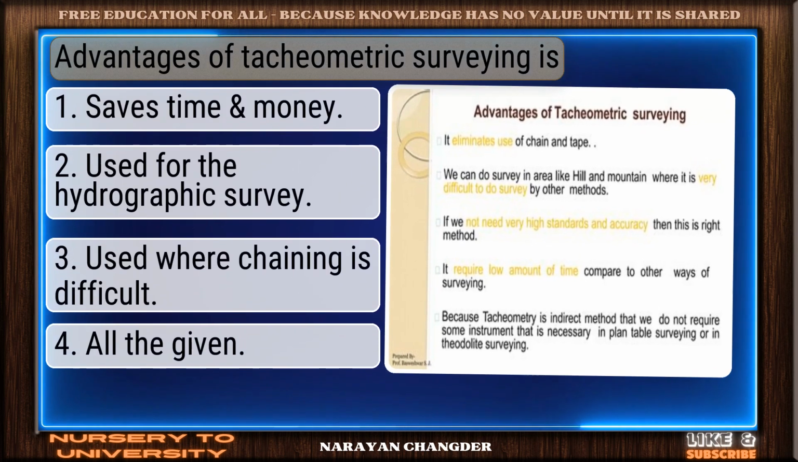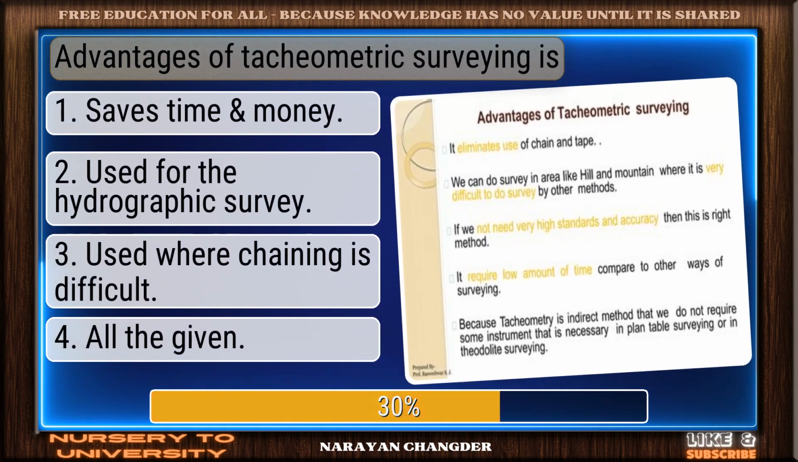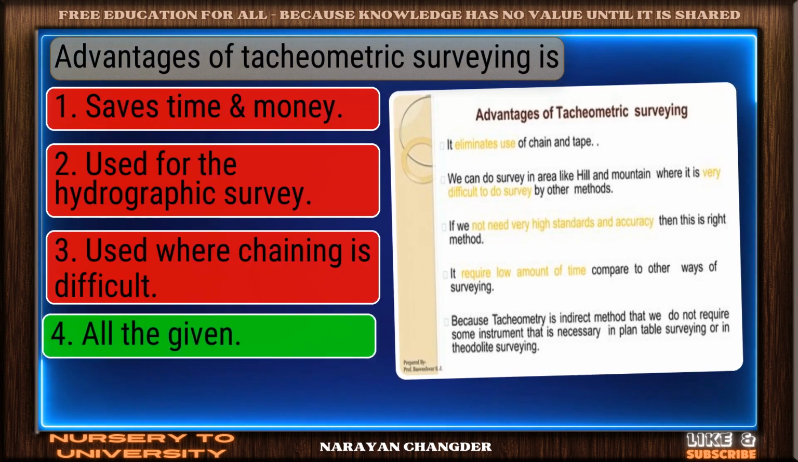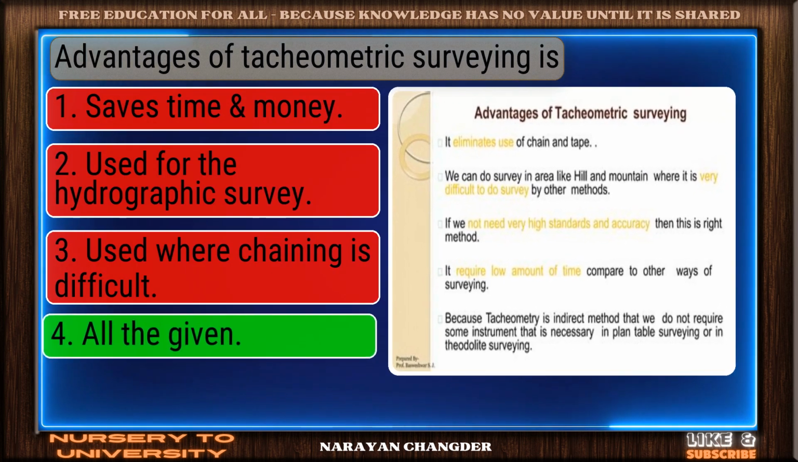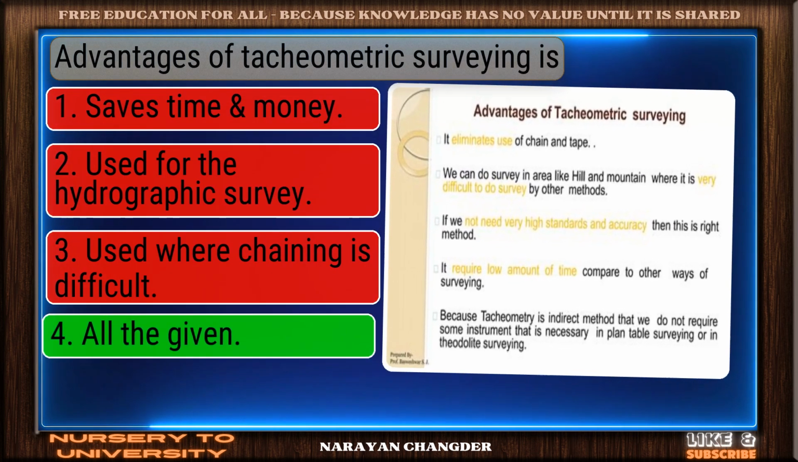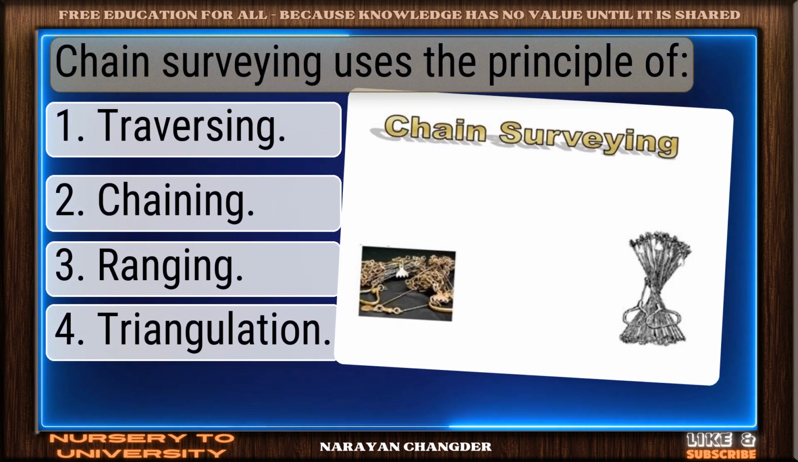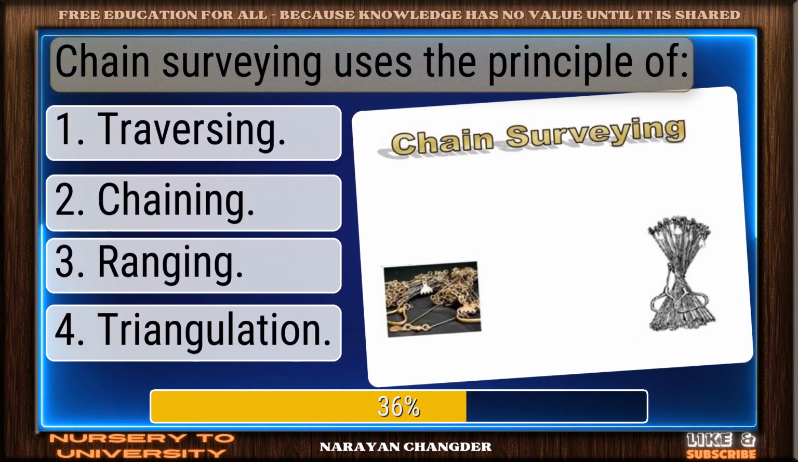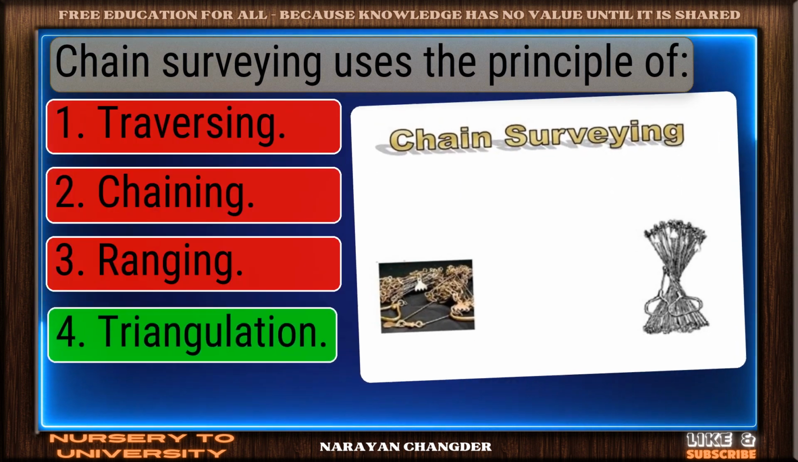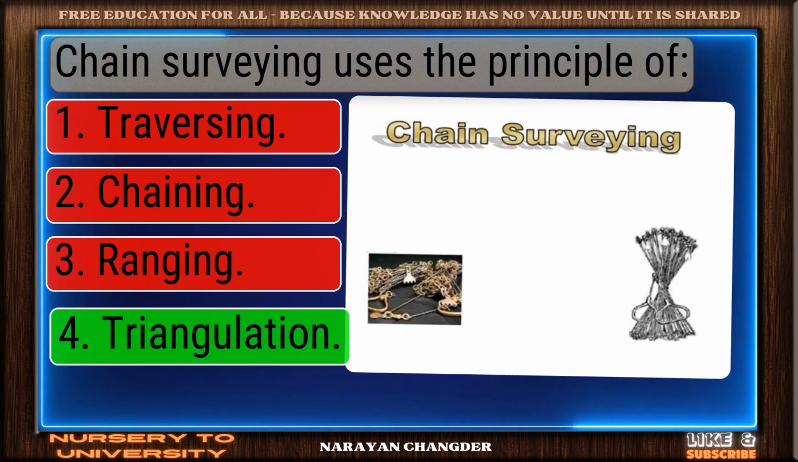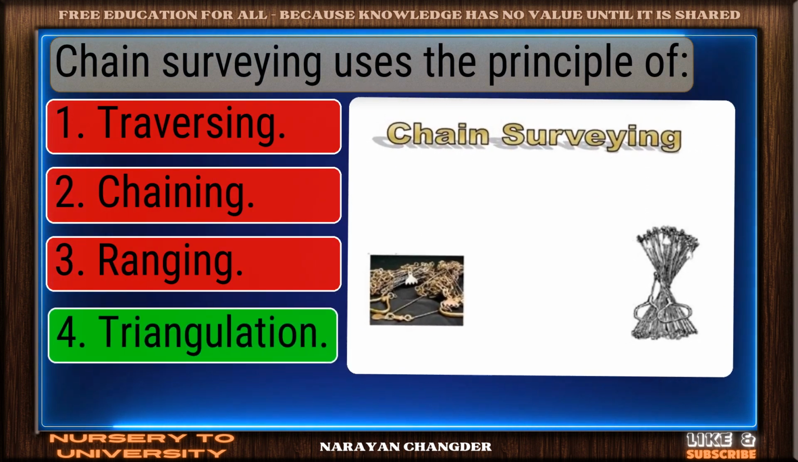Advantages of tachometric surveying is. Well reasoned. All the given is the correct choice. Chain surveying uses the principle of. You chose triangulation, and it is correct.